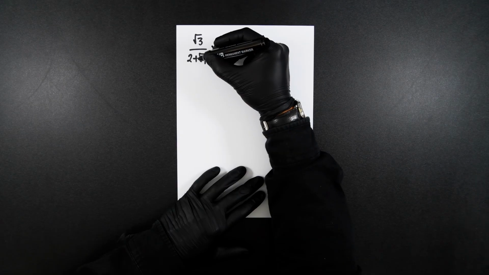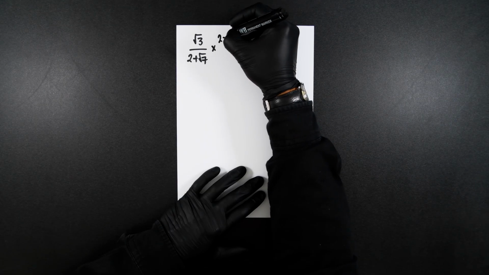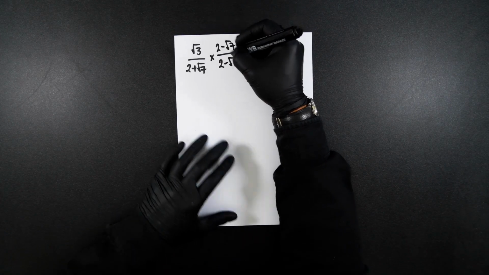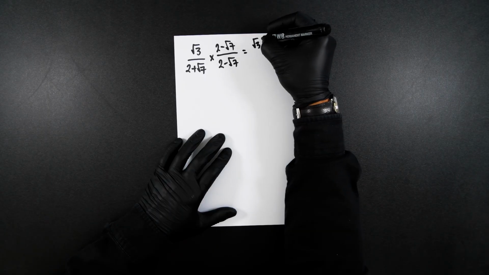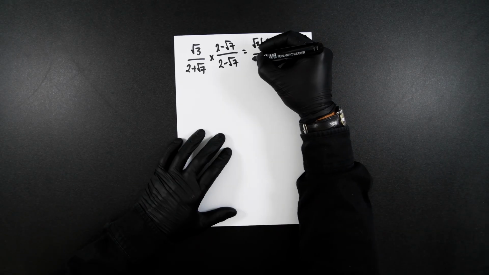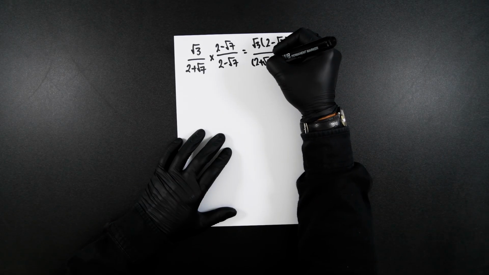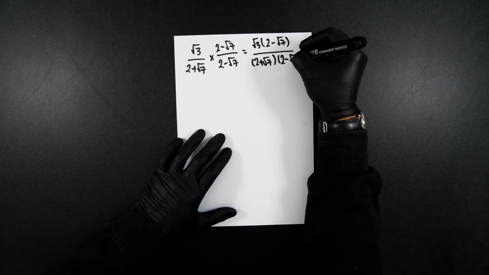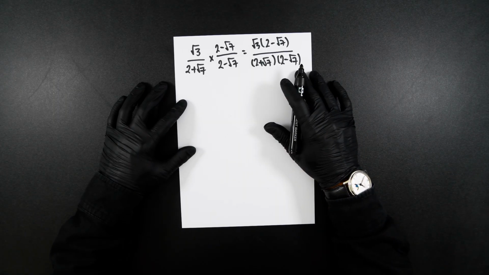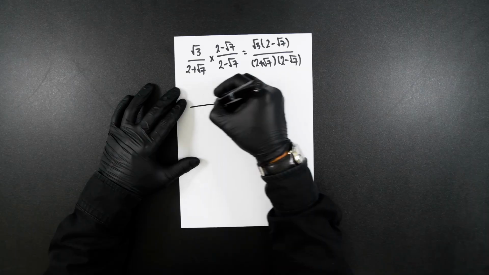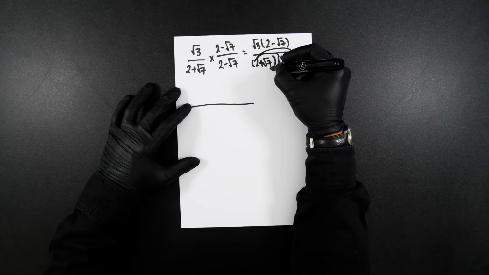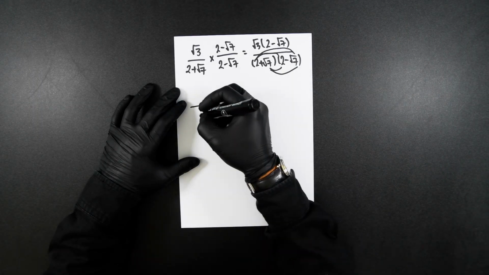So instead of doing 2 plus root 7, I'll multiply this as 2 minus root 7, 2 minus root 7. So now if I expand this, it's going to become root 3, 2 minus root 7. And remember your brackets. And then here, we're going to get 2 plus root 7, 2 minus root 7. So we can now expand the brackets down in the denominator. So we're going to get 2 times 2. So we're going to do first and last, inside, outside. I think it's called FOIL to remember it.